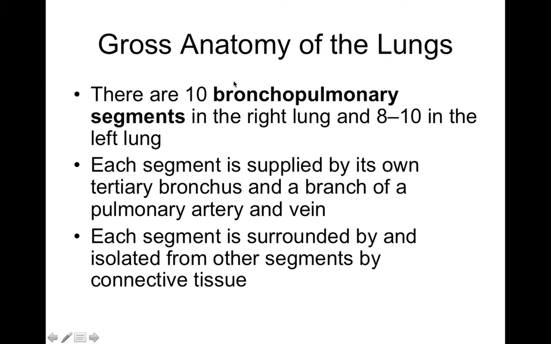Now, the lung has what we call bronchopulmonary segments, of which there are about 8 to 10 in the left lung. These bronchopulmonary segments are the parts of each lung that are served by a specific tertiary bronchi or segmental bronchi. Okay? And each segment here is supplied by its own tertiary bronchus. And it has its own pulmonary artery and pulmonary vein. And each bronchopulmonary segment is surrounded by its own connective tissue.